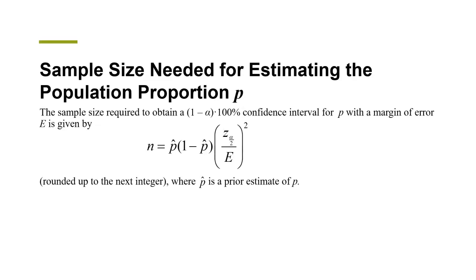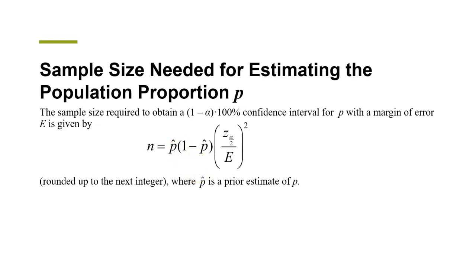Here is the formula needed for estimating a population proportion. The sample size to get a certain percent confidence interval for our population proportion with the margin of error E is given by n equals p hat times 1 minus p hat times the critical value divided by the margin of error squared. You use this formula when you have a prior estimate of your proportion. P hat is the prior estimate, some estimate that was used in the past.